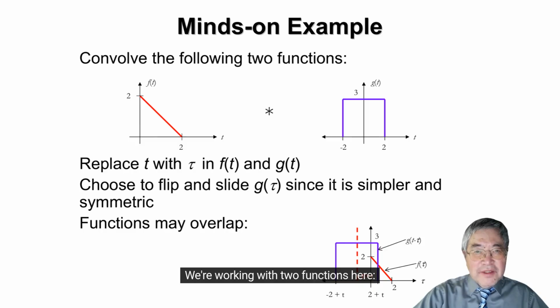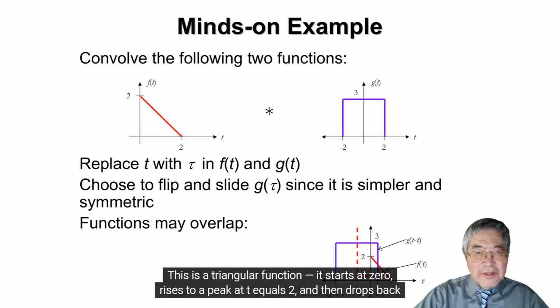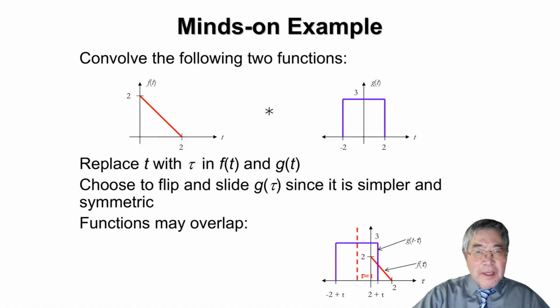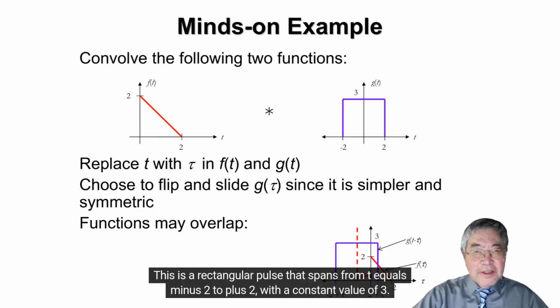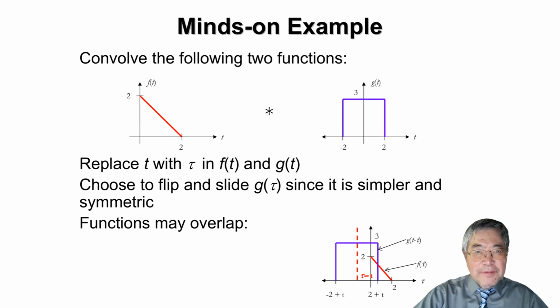We're working with two functions here. f of t, shown in red. This is a triangular function. It starts at 0, rises to a peak at t equals 2, and then drops back to 0. g of t, shown in purple. This is a rectangular pulse that spans from t equals -2 to +2 with a constant value of 3.